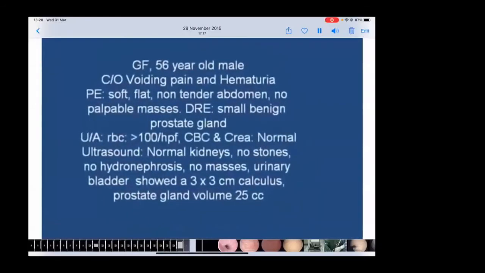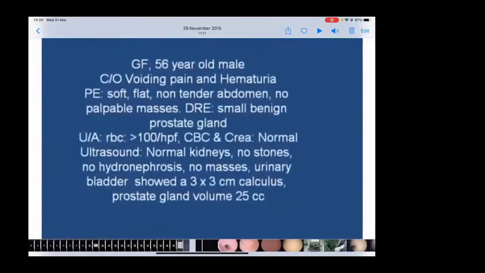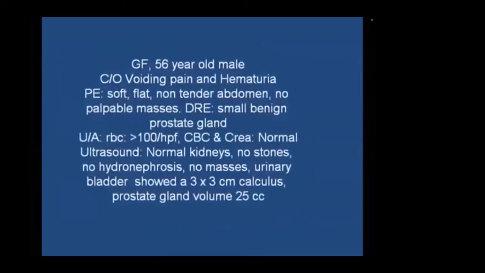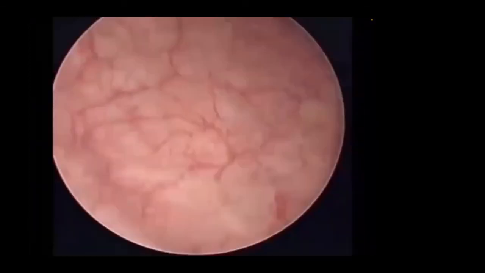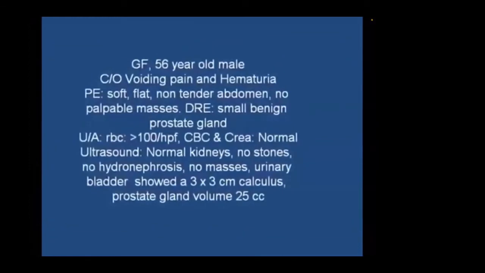See the profile of patient. 56 years old male, presenting with the pain and hematuria. DRE has shown small BPH is there, and the stone was found to be around 3 centimeter. It's up to 6 centimeter, we can do cystolithotrypsy.